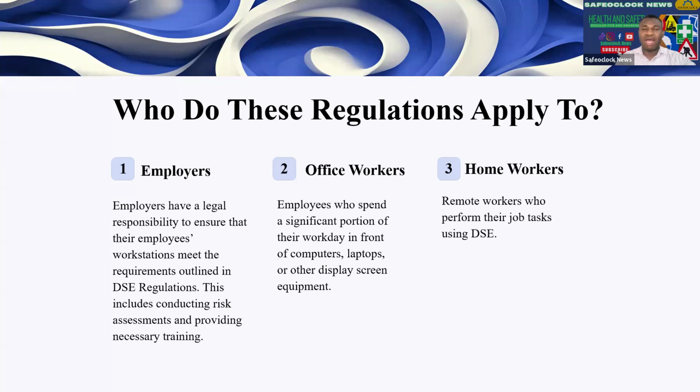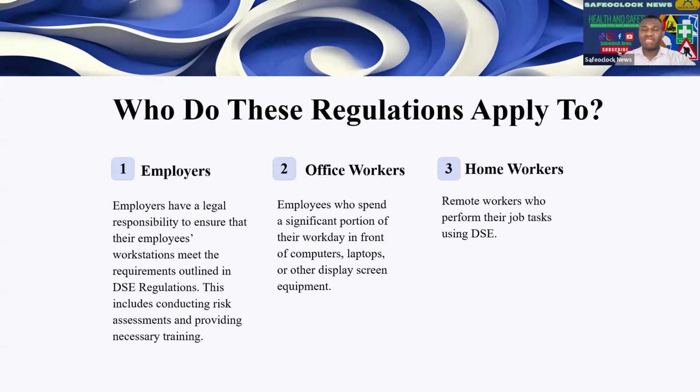Then the responsibility of the worker under this DSE regulation is to ensure that the DSE equipment he uses, he follows the information given to him by the employer, and he ensures that he does not add anything or remove anything from the safe equipment that has been provided by the employer. And he is also there to ensure that he reports any injury or any ill health that he feels as a result of use of display screen equipment. So this is what is expected of the office worker.